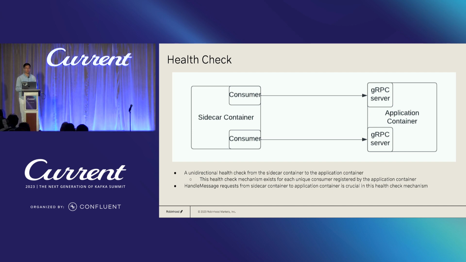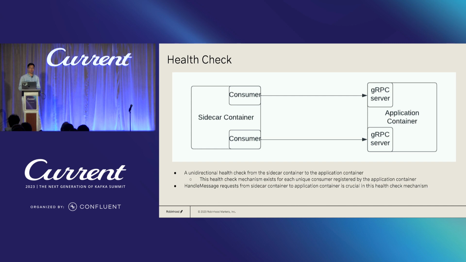When a handle message request is sent from the sidecar to the application container, the application container records the timestamp of this request as a heartbeat. If the application container doesn't receive another heartbeat within a certain timeout, it considers the sidecar dead and tries to register new Kafka consumers again. Once the sidecar container is alive again, the gRPC requests from the application container can re-register consumers, send that start consuming request, and start that pull and push loop in the sidecar container again.